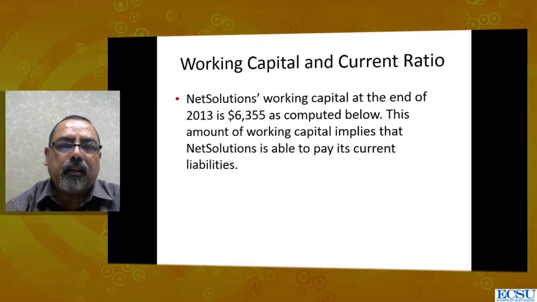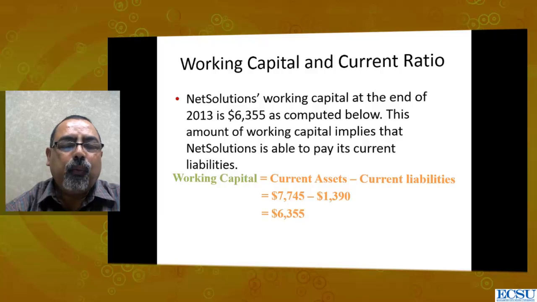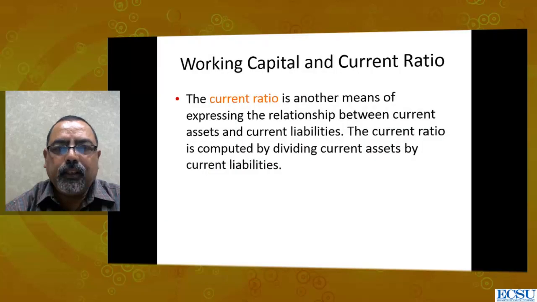Working capital and current ratio for Net Solutions. Net Solutions' working capital at the end of 2013 is 6,355 as computed below. That is 7,745 is the current asset, and minus the current liability is 1,390. Now this amount of working capital implies that Net Solutions will be able to pay its liabilities easily.